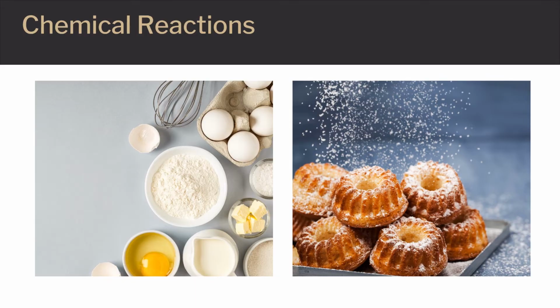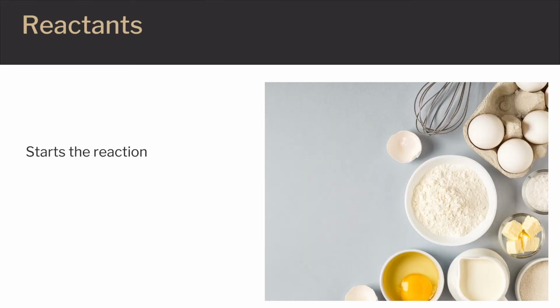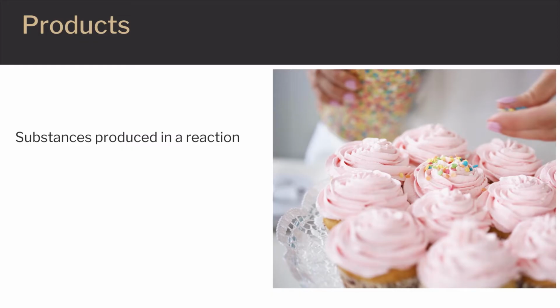All chemical reactions involve reactants and products. What are reactants and products? A reactant starts the reaction. In a cake, the reactants would be the ingredients we begin with, such as the flour, eggs, butter, milk, and heat. These react together to give us the product. The products are the substances that are produced in a reaction.